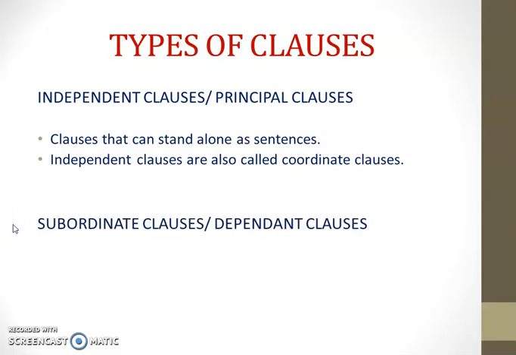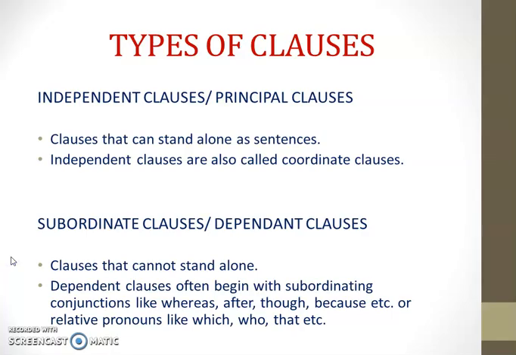Coming to the next type, subordinate clauses or dependent clauses. So they are clauses which cannot stand alone. They can't form a sentence on their own. They get meaning only when they are associated with the main clause or the independent clause. Dependent clauses often begin with subordinating conjunctions like whereas, after, though, because, etc. or relative pronouns like which, who, that, etc.